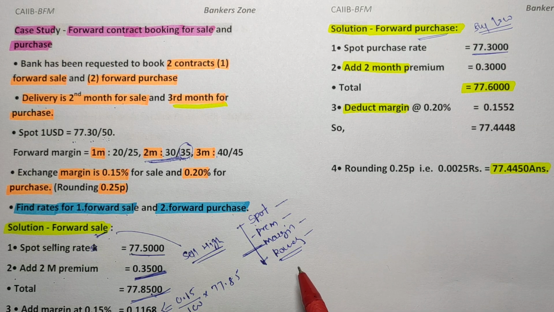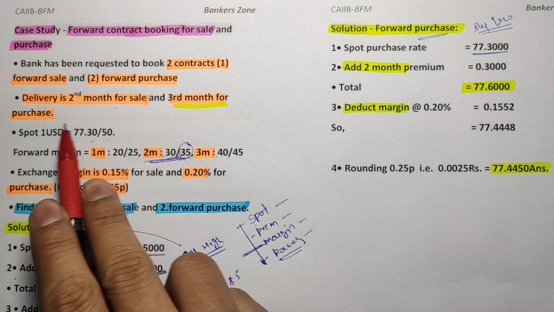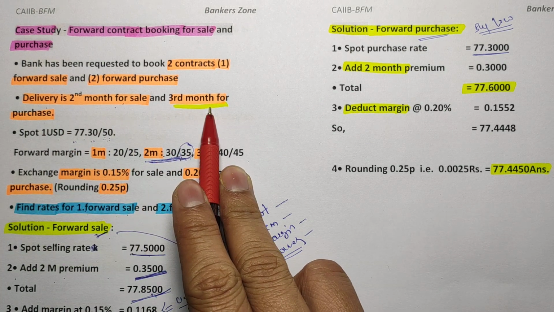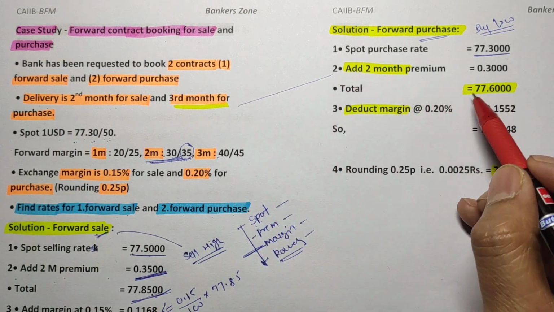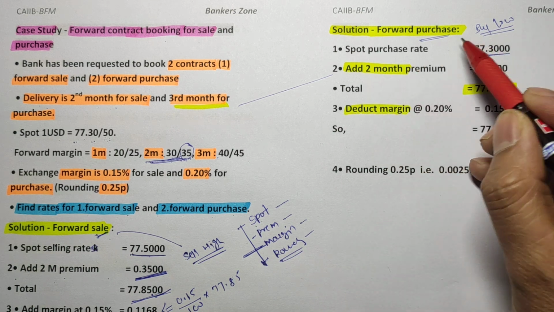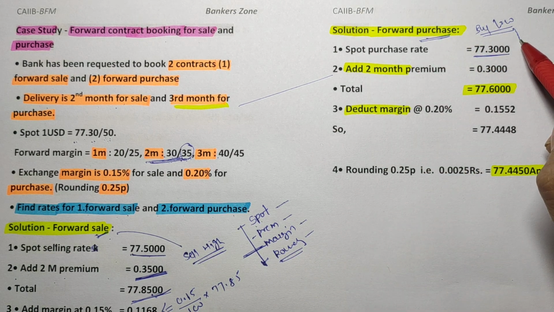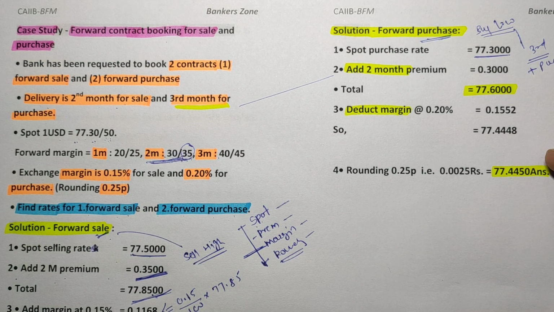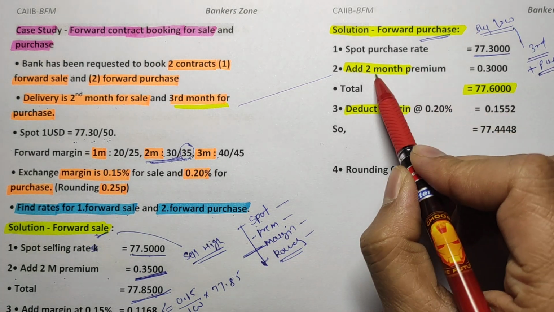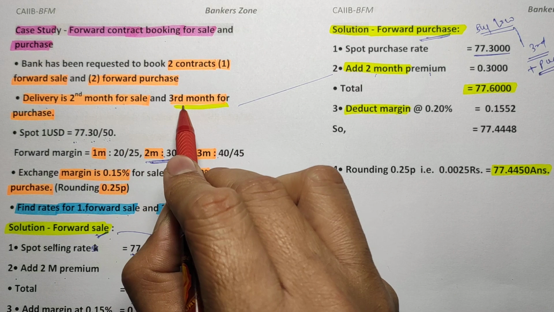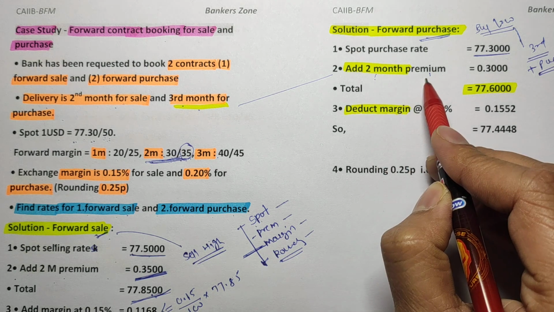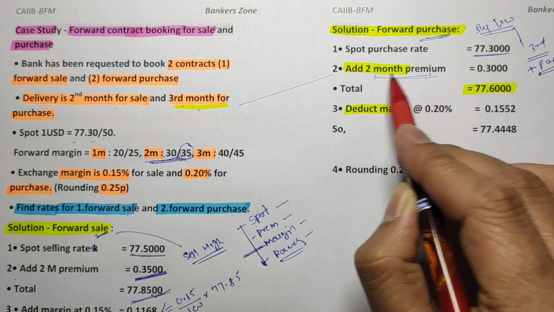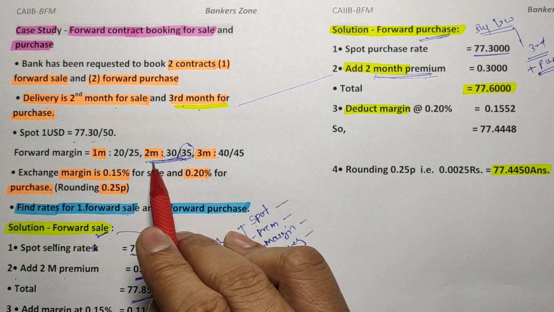Next step is adjustment of the premium. So friends, see here, for the purchase, delivery is in the third month, right? But remember friends, in case of sale our target is sell high, and in case of purchase our target is buy low. Though delivery is in the third month, we have to add premium up to the second month only, up to the previous month. So we are adding premium up to 2 months. What is the premium for 2 months?